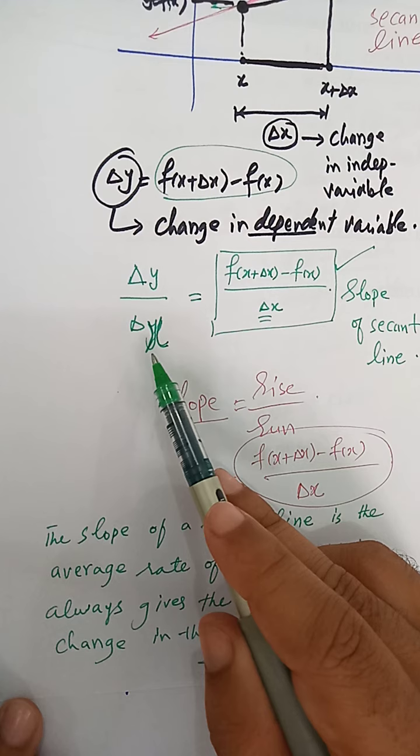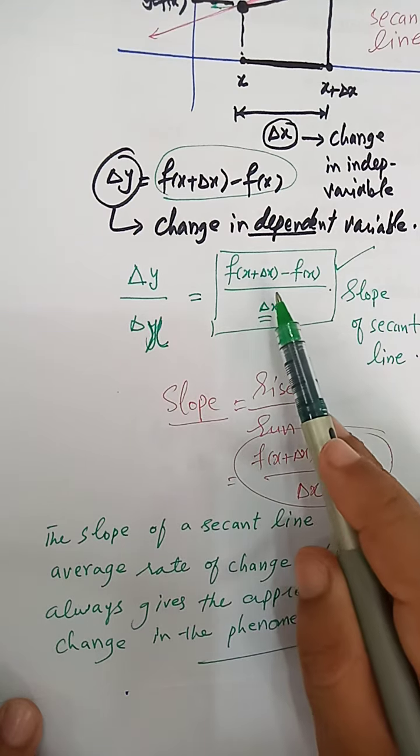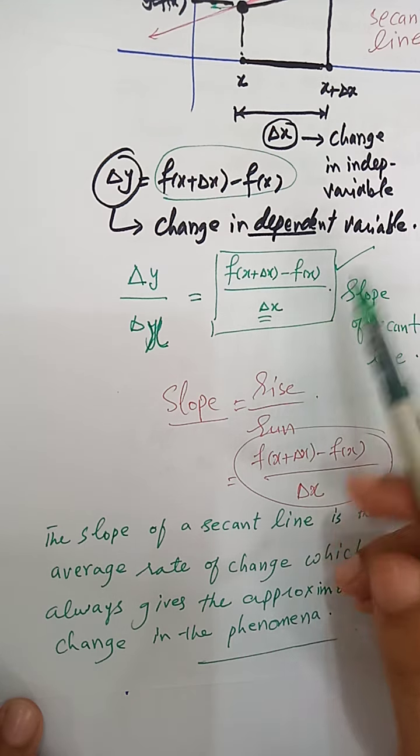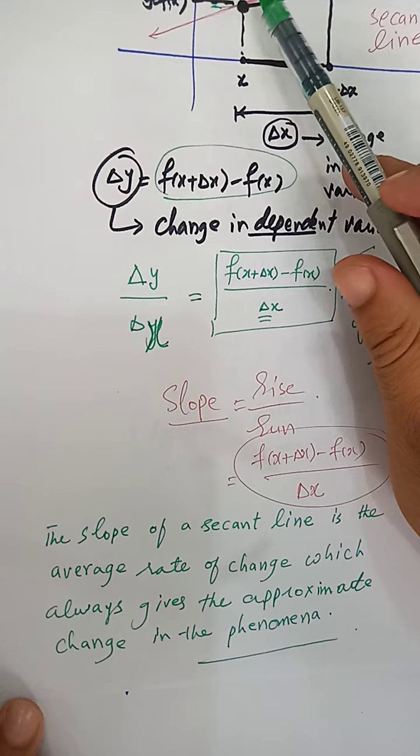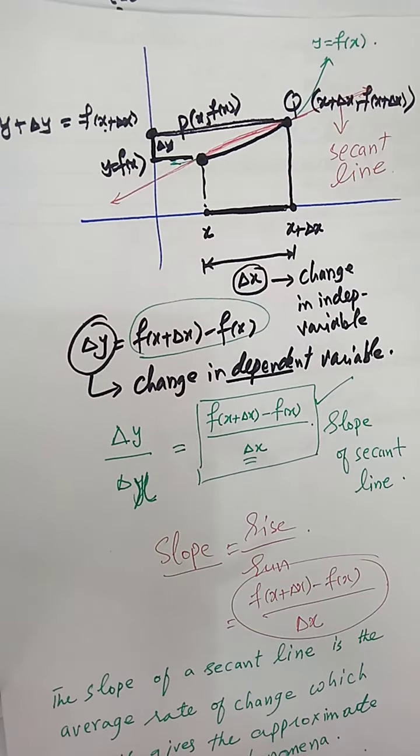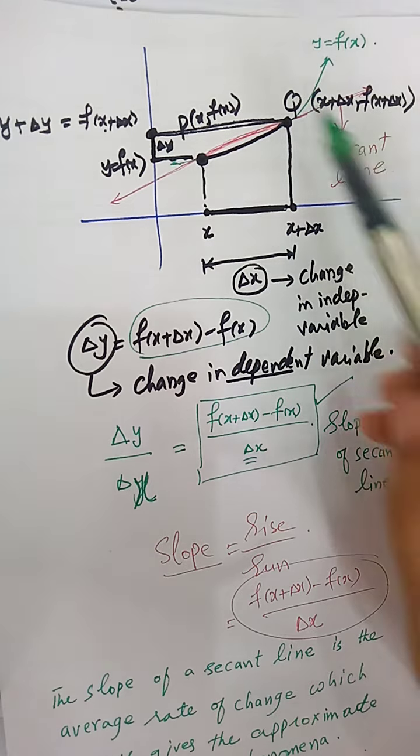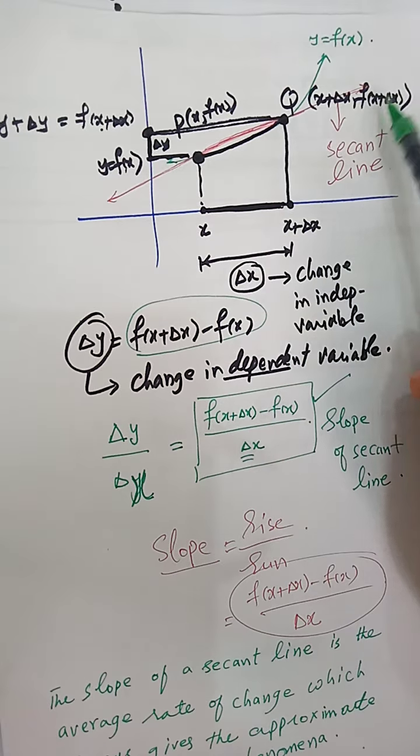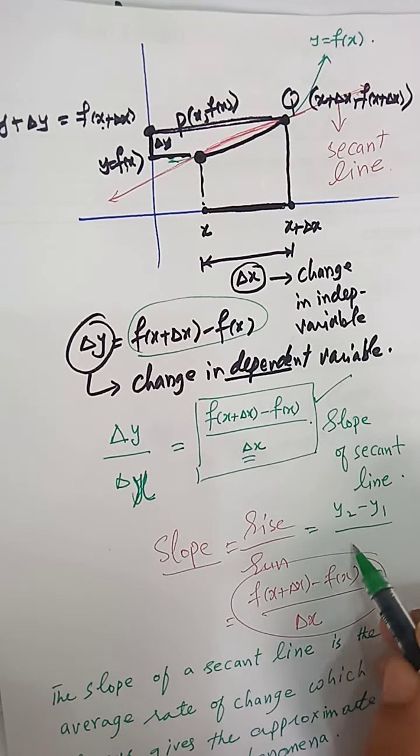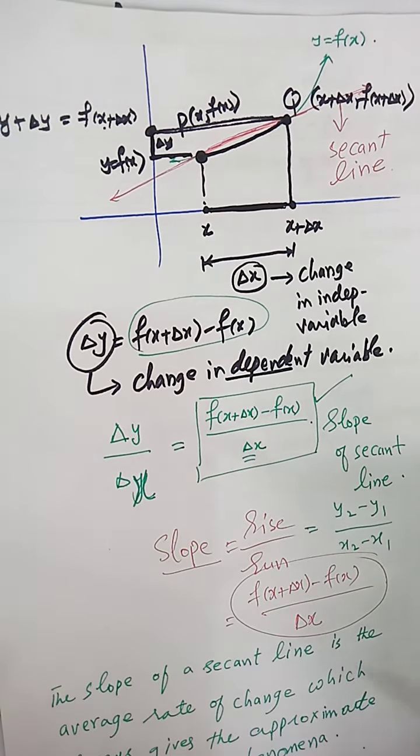y by delta x is the average rate of change, which is equal to f of x plus delta x minus f of x divided by delta x, and that is the slope of a secant line. The point P coordinates are x, f of x, and the point Q coordinates are x plus delta x, f of x plus delta x. So these are x1, y1 and x2, y2. So slope is actually y2 minus y1, that is change in dependent variable divided by the change in independent variable.